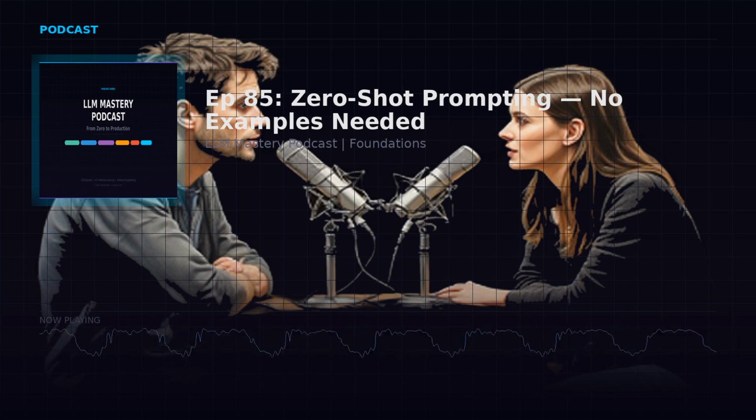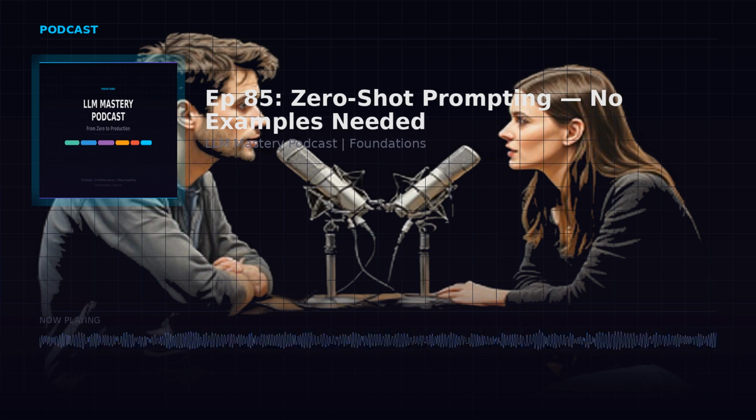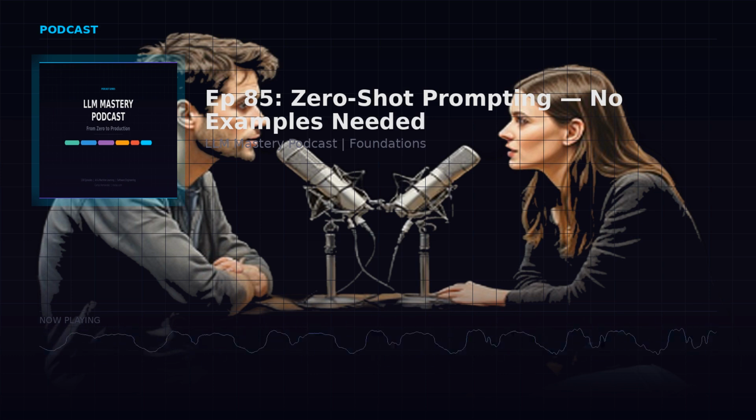Like, if I hire a junior developer, I'm going to show them an example of our code base. Of course. I'm going to show them our styling guidelines. But with zero-shot prompting, we're skipping all of that context. We're just giving the raw instruction. And understanding why that actually works is the foundational step to mastering prompt engineering.